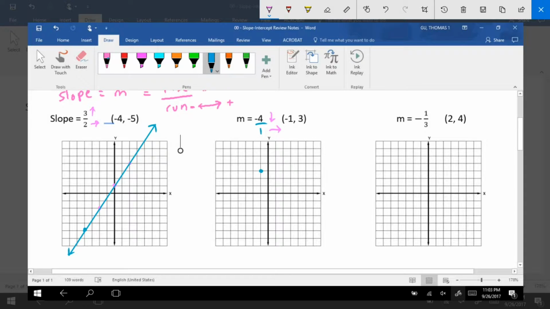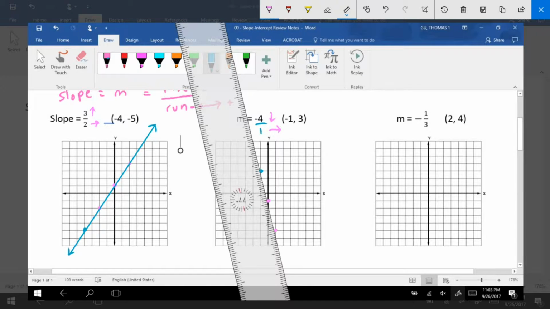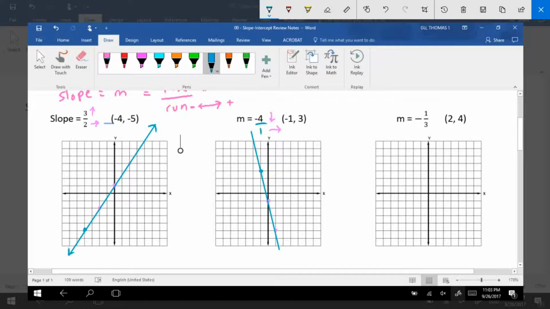So from our point, we're gonna go down 4: 1, 2, 3, 4, over 1. There we go. One more: 1, 2, 3, 4, over 1. There we go. And now we've got 3 points. That's the bare minimum. And so we're gonna draw our line now. There it is, boom. And what am I forgetting on this line? My arrows. Exactly, I need to draw my arrows. There it is.